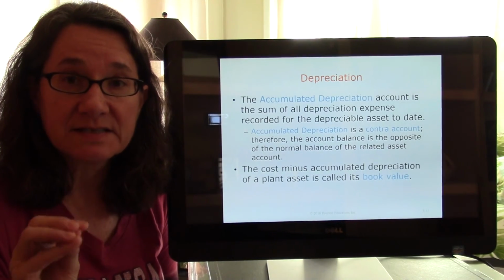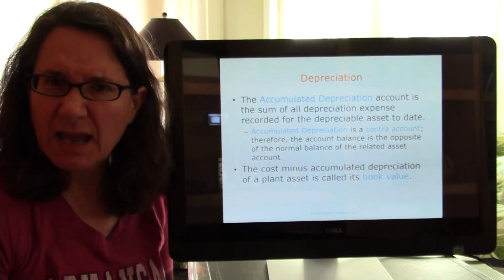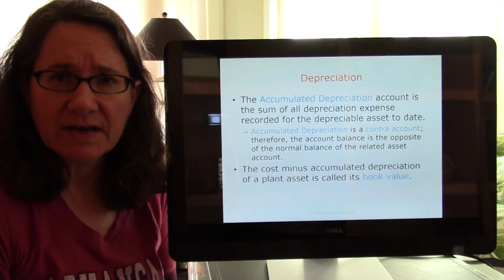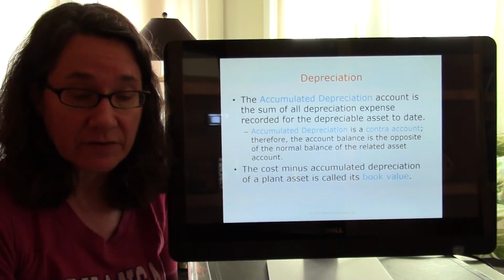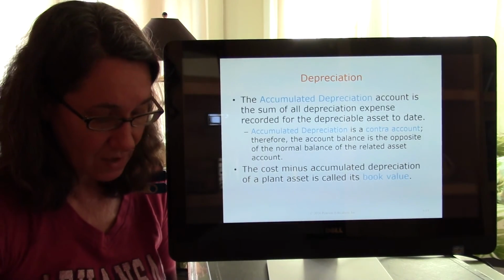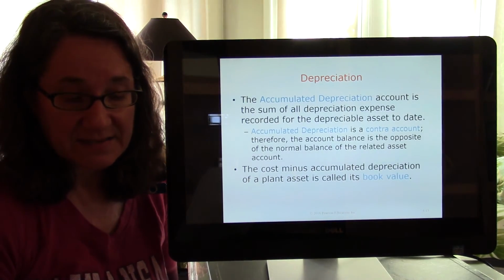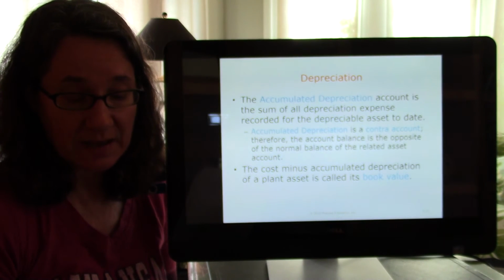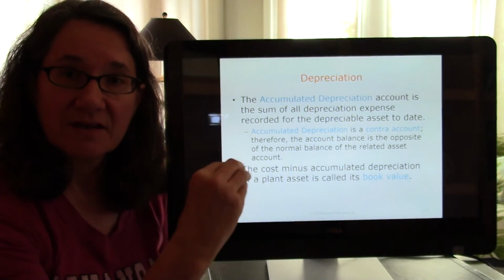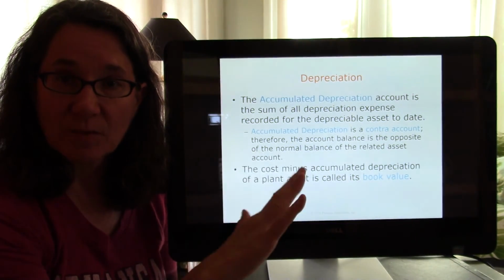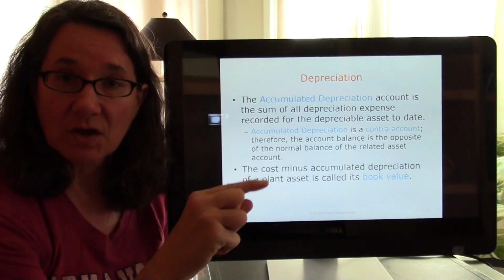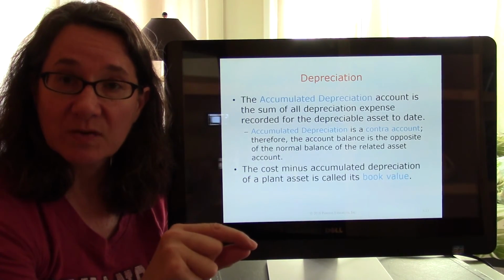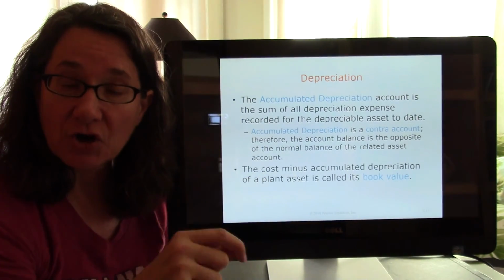Contra, C-O-N-T-R-A. That word means against, right? A contra account goes against another account. A contra account has an account balance that is the opposite of the normal balance of the related asset account. So clearly, if an asset, like furniture, normally has a debit balance, the contra account, accumulated depreciation, will normally have a credit balance.